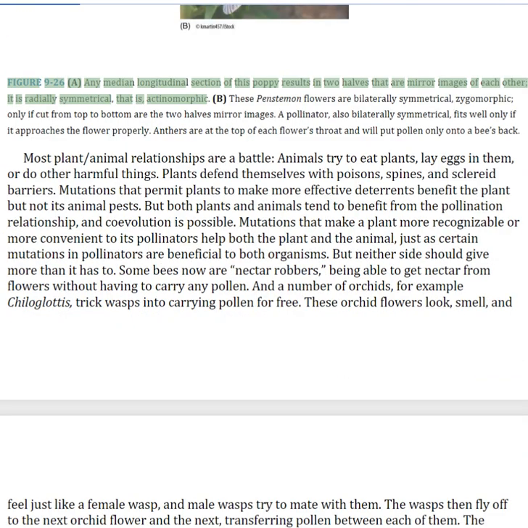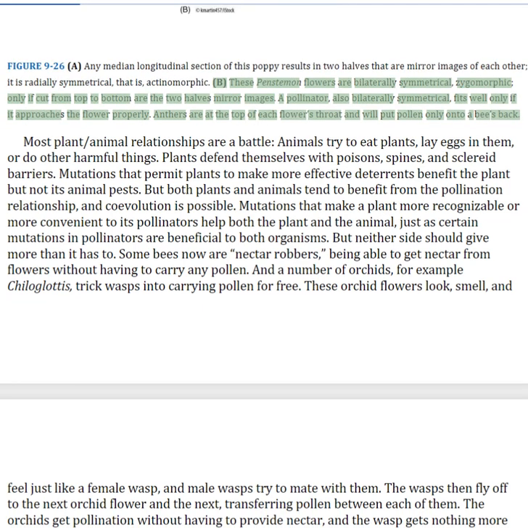Figure 9.26. Any median longitudinal section of this poppy results in two halves that are mirror images of each other. It is radially symmetrical, that is, actinomorphic. These penstemon flowers are bilaterally symmetrical, zygomorphic; only if cut from top to bottom are the two halves mirror images. A pollinator, also bilaterally symmetrical, fits well only if it approaches the flower properly. Anthers are at the top of each flower's throat and will put pollen only onto a bee's back.